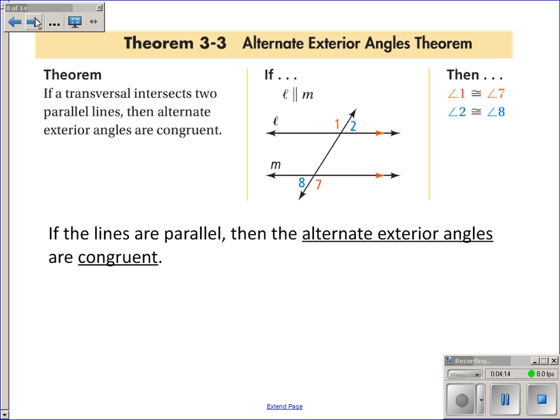All right, our last theorem is the alternate exterior angles theorem. Again, if the lines are parallel, they have to be parallel, then the alternate exterior angles are congruent. So for example, 1 and 7 are congruent by this theorem. In simpler terms, if the lines are parallel, then the alternate exterior angles are congruent.